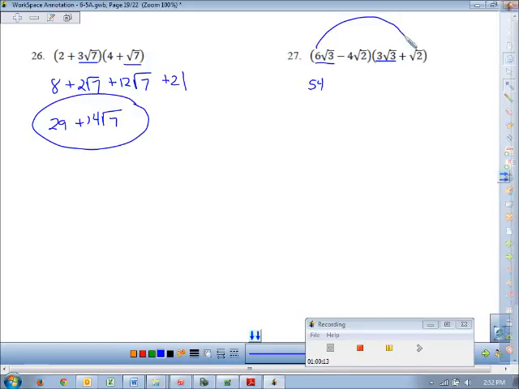Outside guys times each other. Wouldn't that be 6 square roots of 6? Right? So 6 times the 1 is 6. The radical 3 times the radical 2 is radical 6. Inside guys times each other.